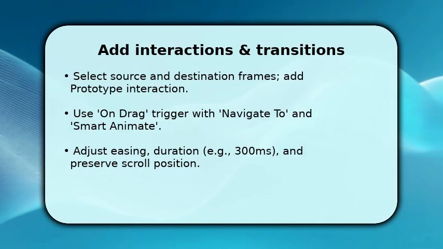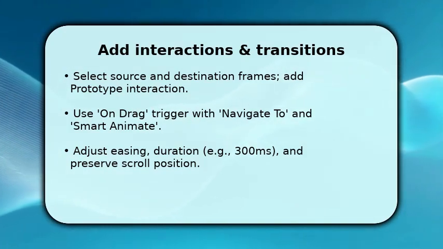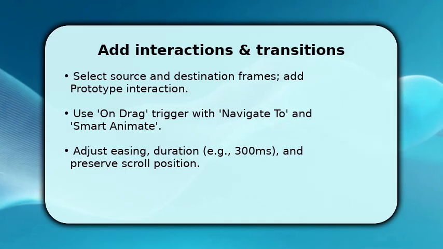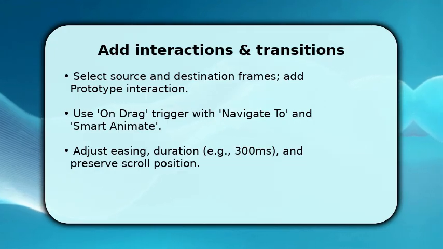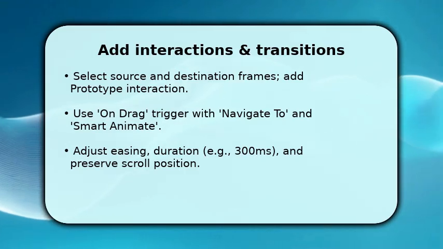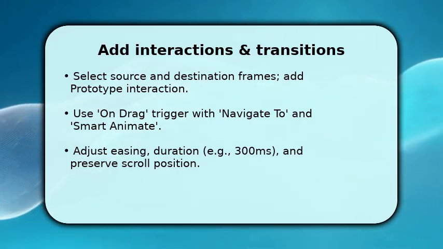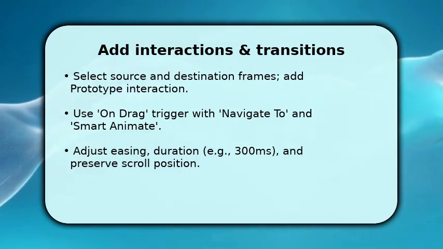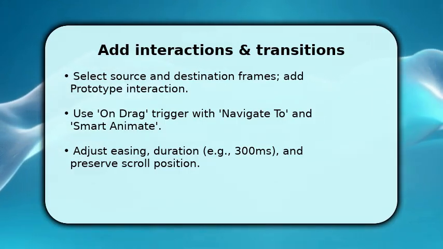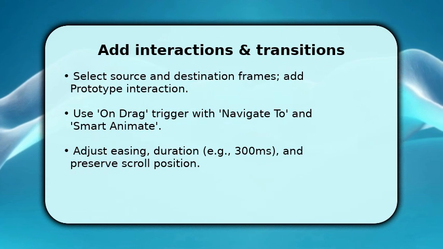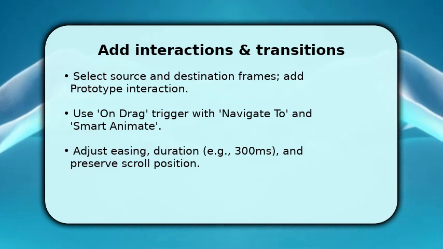Now you'll add the interaction that performs the swipe. Select the source frame, link it to the next frame using the Prototype tab, and choose the on-drag trigger so the user physically swipes. Pick Navigate to with Smart Animate to interpolate layer positions and opacity automatically. Adjust easing and duration. 300 milliseconds is a reliable starting point, and preserve scroll position if content scrolls. If elements move independently, ensure matching layer names so Smart Animate recognizes them and produces a fluid motion.